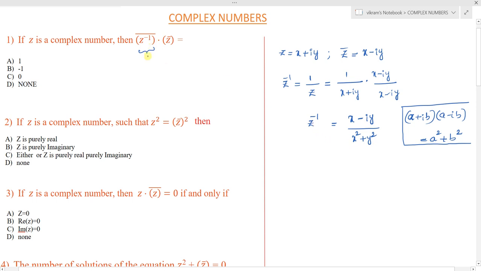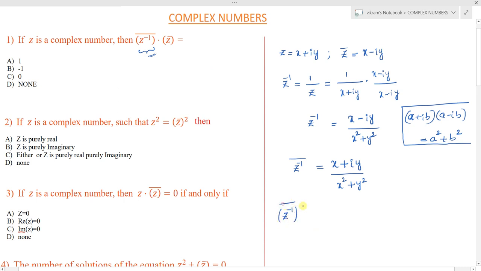But in the question, he asked for z inverse conjugate. So what is the z inverse conjugate? The conjugate is obtained simply by changing the sign of the imaginary part. So we have x minus iy here. Change the sign of the imaginary part, then we get x plus iy, and the denominator is the same, x square plus y square. Which is the z inverse conjugate.